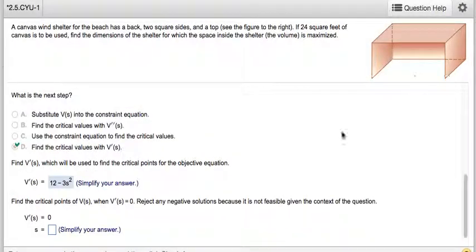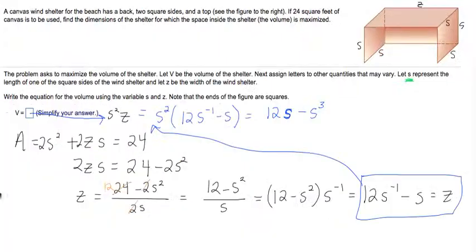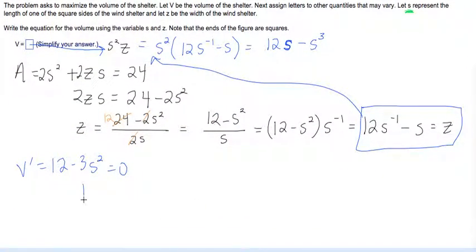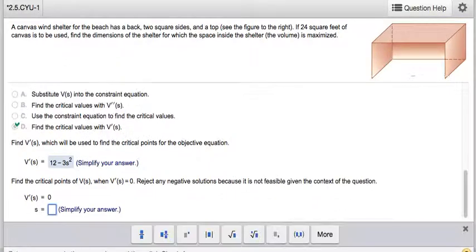Okay, then we find the critical points by finding where it equals 0. So V prime is 12 minus 3s squared. Set that equal to 0 and solve that for critical values. So s squared is 4. So s is plus or minus 2. Of course, negative values don't make sense here, so we're just going to go with positive 2 for the critical value s.